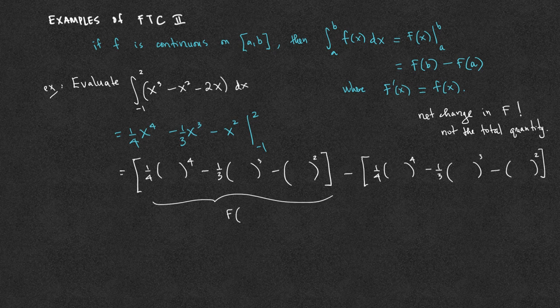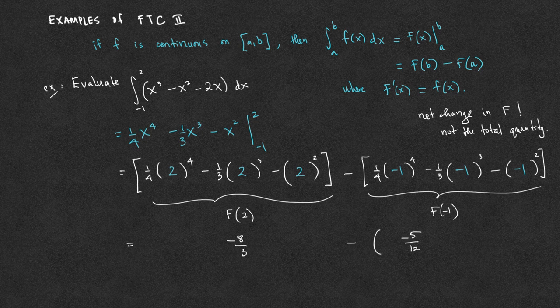F of 2 minus F of -1. We first plug in 2 into the antiderivative, and then we plug in -1 into the antiderivative, evaluate them, and then find the difference. F of 2 is minus 8/3, minus, and then F of -1 is minus 5/12. This is -9/4. But what does this number represent?